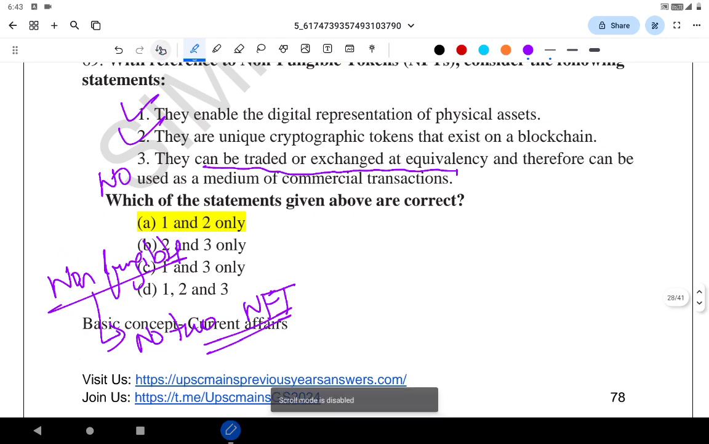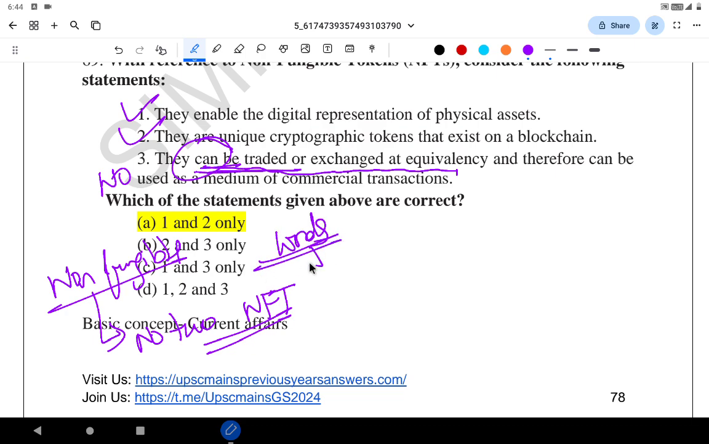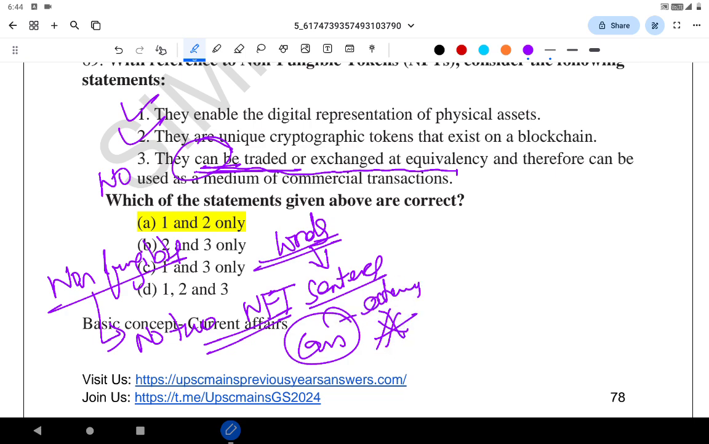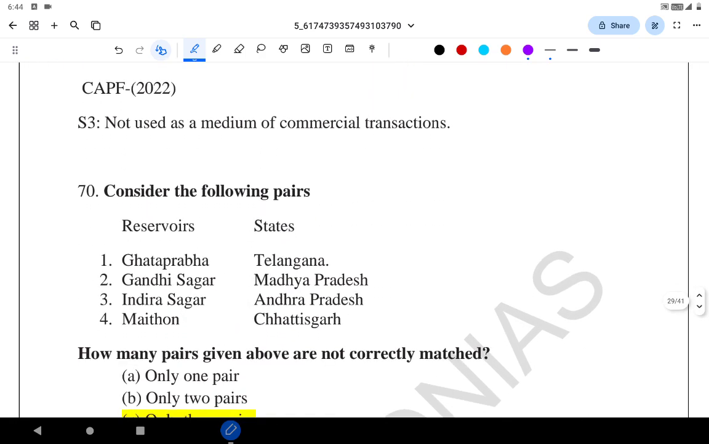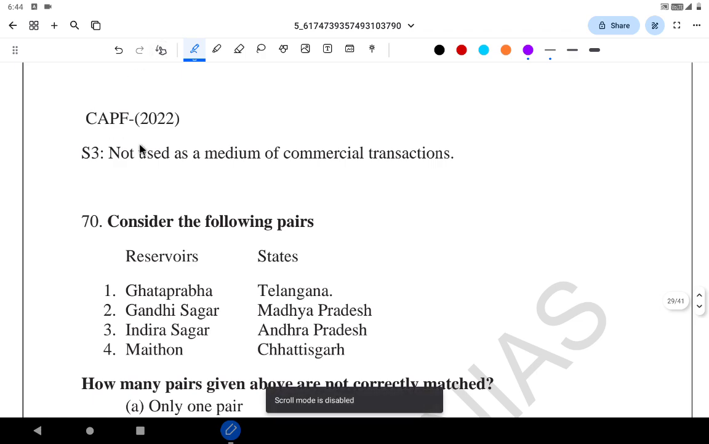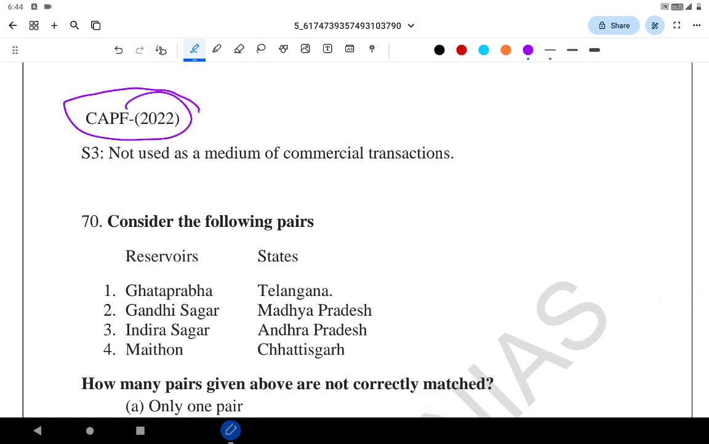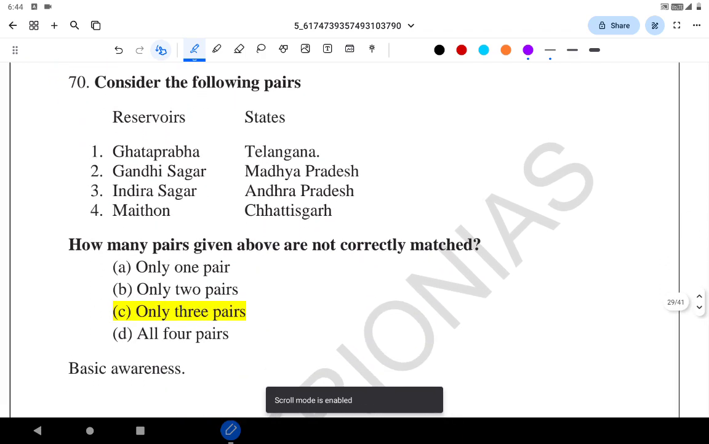Though the statement might have words like can, they can be traded, etc., please read the statement and understand it; the statement is kind of extreme. Just don't go by the words. Though the words are important, concentrate on the sentence as well. By using the word can, sometimes even a statement can be made extreme, so that statement will be wrong. Please keep that in your mind. The question related to NFT was asked in CAPF 2022. Let's go to the next question.